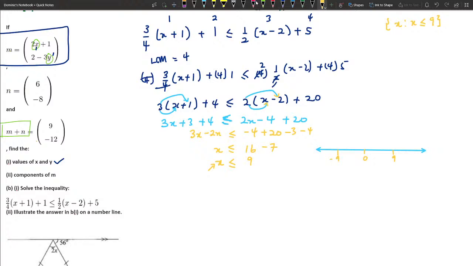Now with the number line, the key thing is that the direction of the linear inequality sign should actually help you answer this.